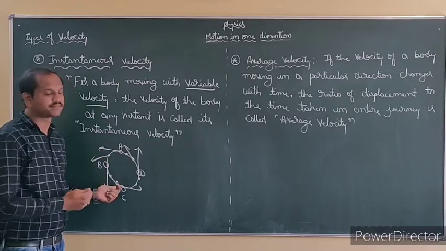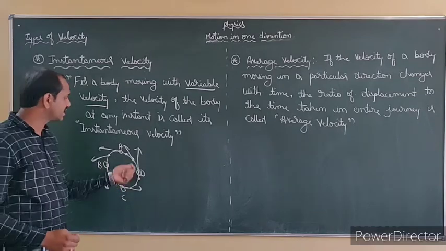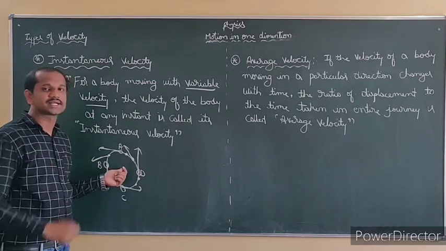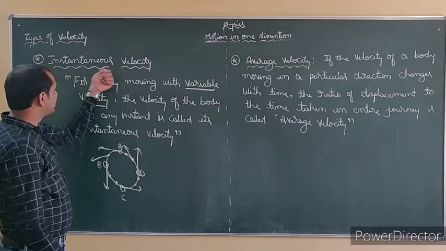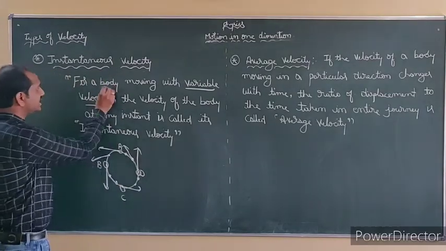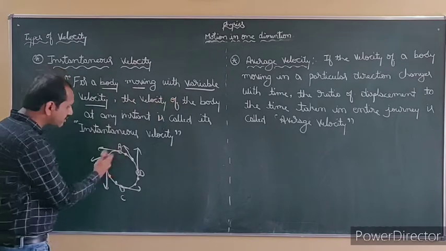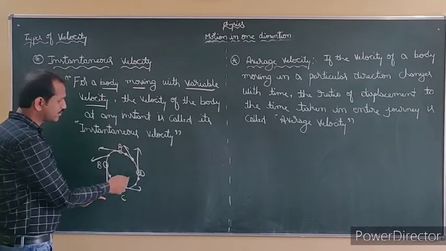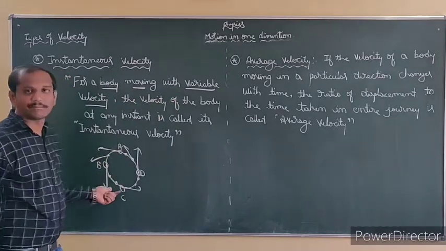That concept we will come up with the next time. Did you understand instantaneous velocity? In the same way as instantaneous speed is defined, we have instantaneous velocity. If we want instantaneous velocity, we need a body which is moving with a variable velocity. Here I have considered a body moving in a circle.